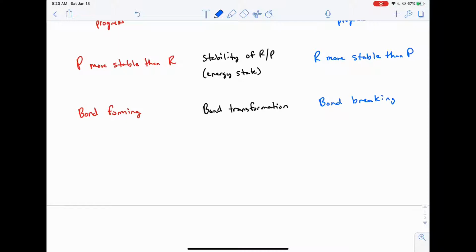Now, every reaction has both of these things happening. Every reaction breaks bonds, and every reaction forms bonds. The issue is the difference between how much energy the reaction is absorbing by breaking the bonds and how much energy the system is releasing by forming the bonds. And that difference is your delta H. We'll talk about how to calculate bond enthalpy a little bit later in this session.